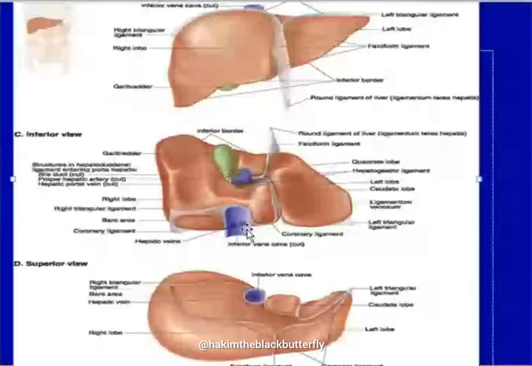And on the left of the caudate lobe, we have the ligamentum venosum. That is the ligamentum venosum. On the left of the caudate lobe, we have the ligamentum venosum. On the right of the caudate lobe, you have the inferior vena cava, and anterior to it, you have the porta hepatis. Who can tell me what the ligamentum venosum was in fetal life?